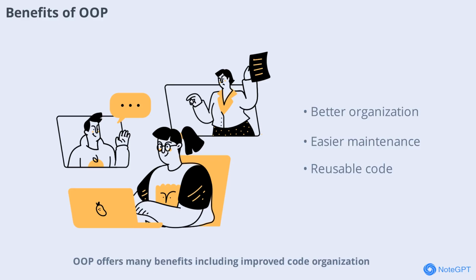OOP offers many benefits, including improved code organization, easier maintenance, and greater reusability. By modeling real-world entities as objects, OOP makes software more intuitive and easier to understand. Its principles help teams collaborate effectively and adapt to changing requirements with minimal effort.